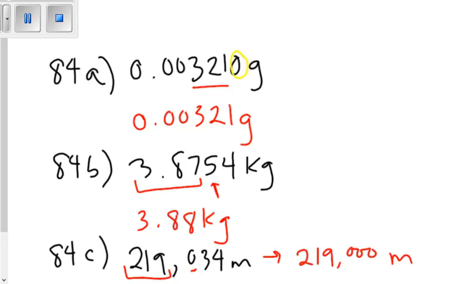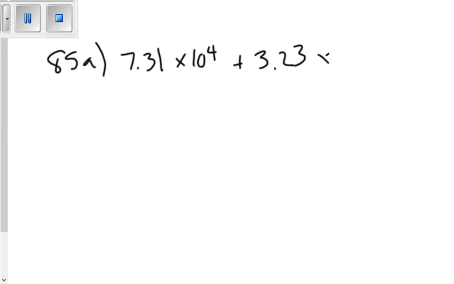So for the next problem, it's going to get a little bit trickier because you're going to be doing some calculations and then rounding the answers to the correct number of significant figures. So the first one that we're going to look at, 85A, they're adding. So you've got 7.31 times 10 to the 4th plus 3.23 times 10 to the 3rd.